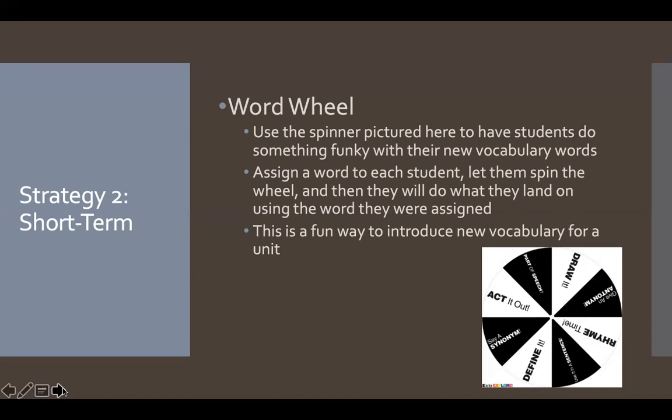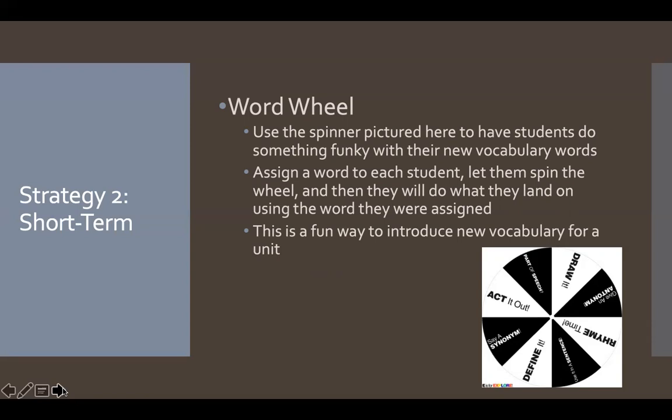As I mentioned before, this is a fun way to introduce vocabulary for a unit, and the students can really get involved in it. You could also do this assignment a different way and have your students have all of the words for the unit, and they could just spin the wheel for each word and do the thing that they land on.